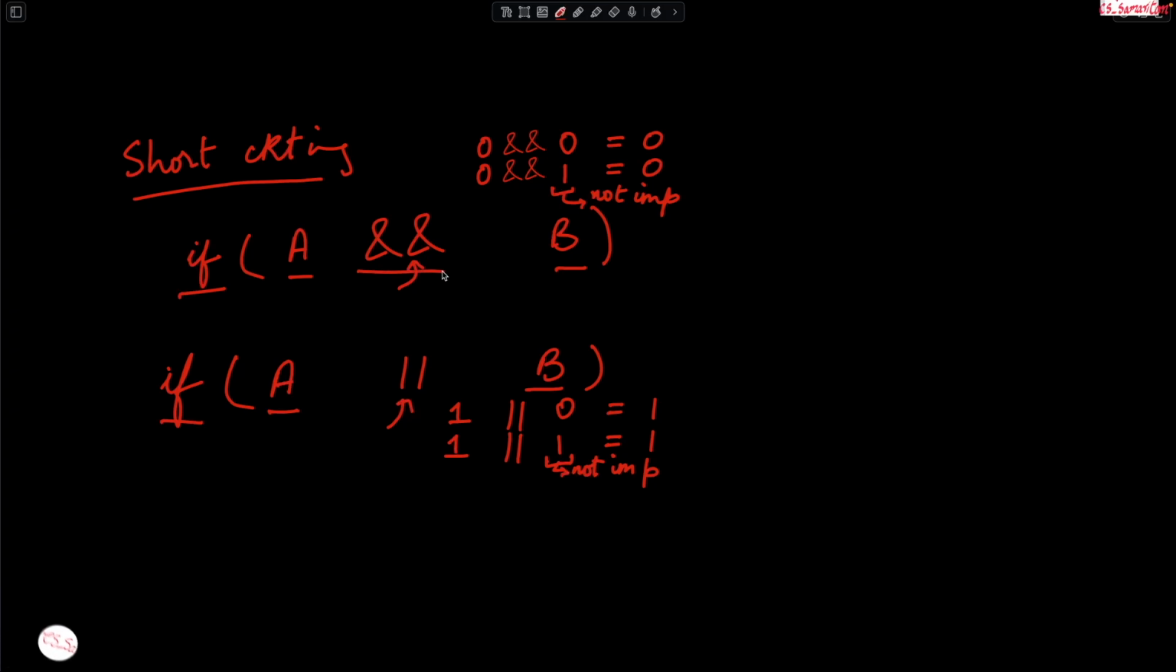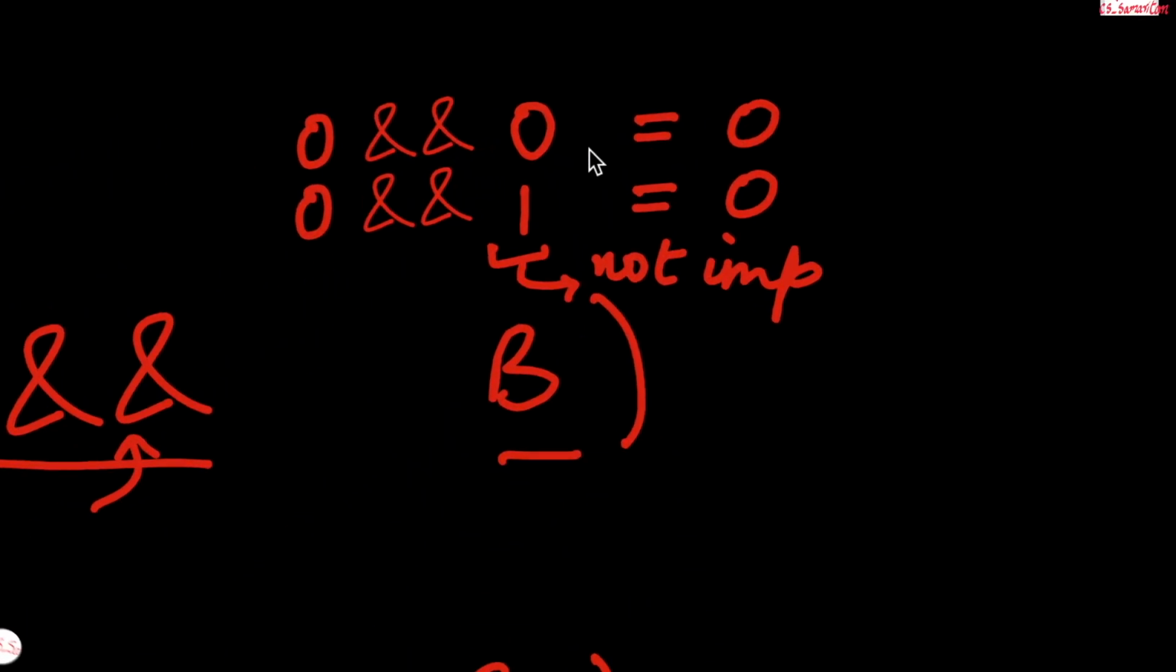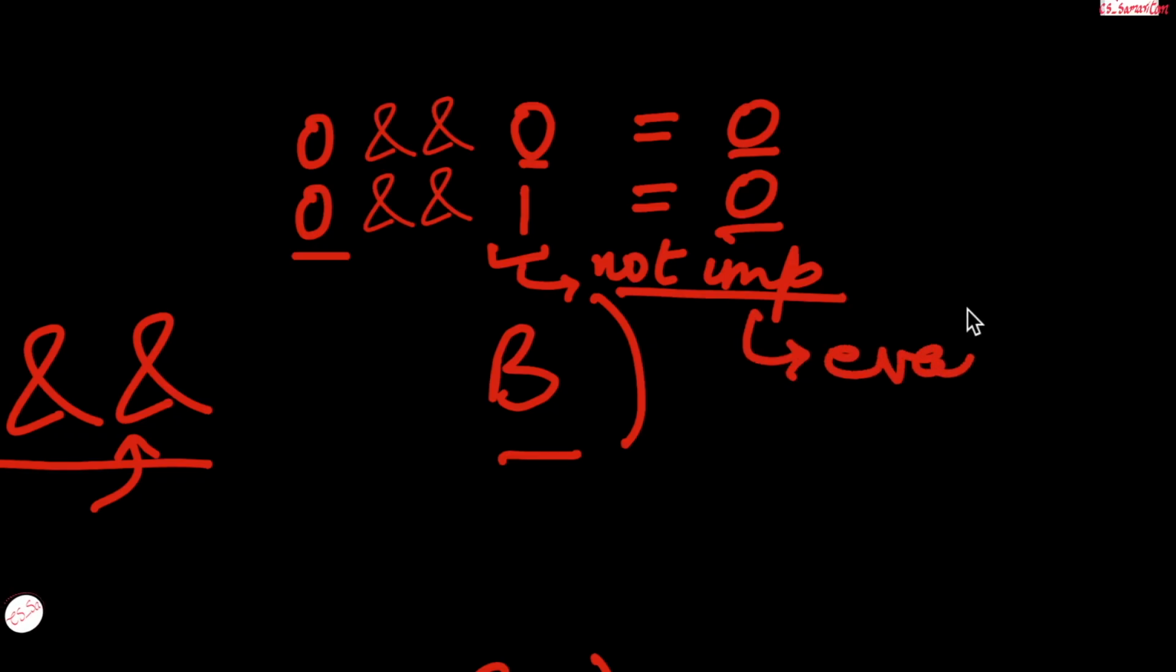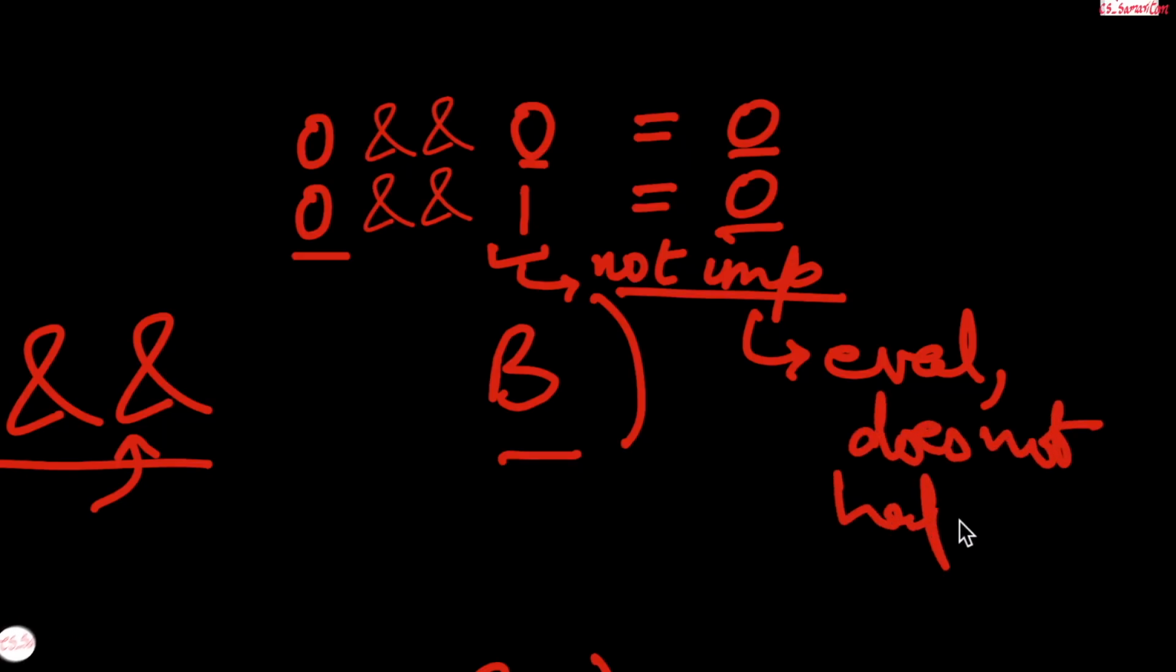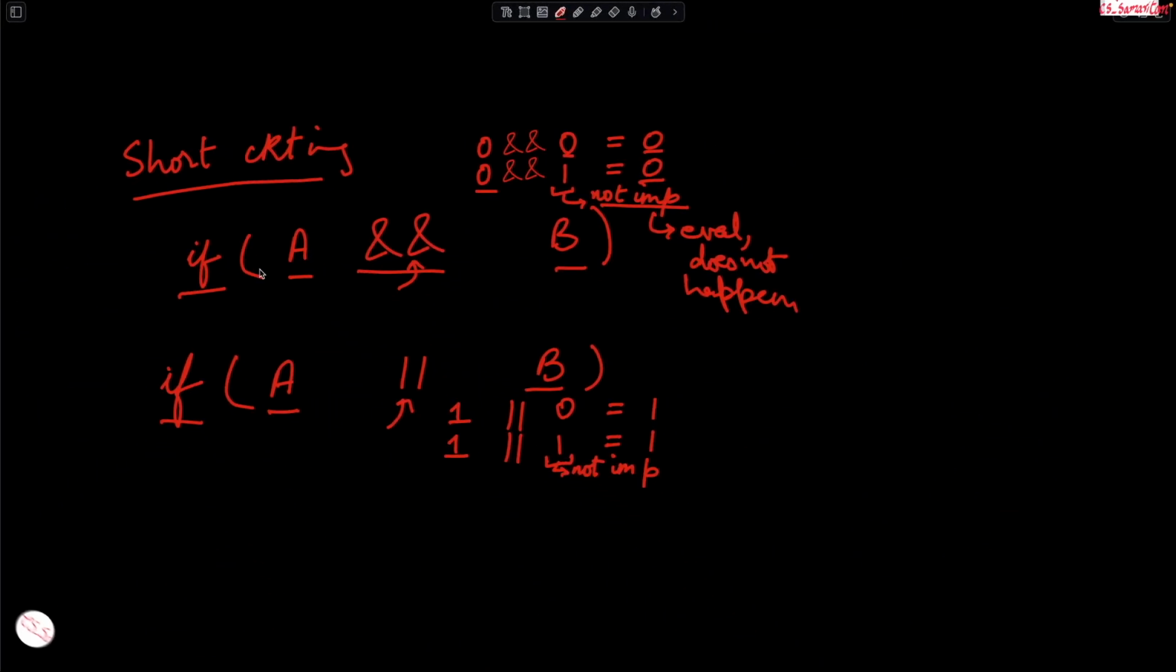Suppose it is AND. In this situation, if the first input is 0, then the second input becomes not important. Why? Because 0 and 0 is 0 only, and 0 and 1 is 0 only. The second input is not important, so the computer does not even evaluate it. Evaluation does not happen. That is a very important concept in your language analysis, right? This happens in many languages, not just in C.